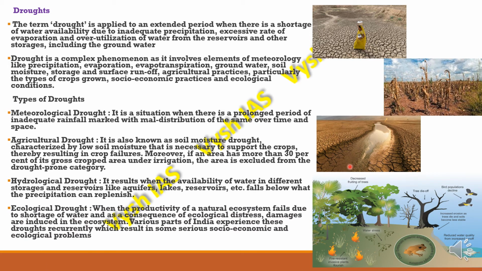And then we have ecological drought. This is when the productivity of a natural ecosystem fails due to the shortage of water, and as a consequence of ecological distress, damages are induced in the ecosystem. Various parts of India experience these droughts recurrently, which results in some serious socio-economic and ecological problems. You can see the number of things that are getting affected because of these droughts, ranging from trees to water bodies, then the wildlife which is on land.